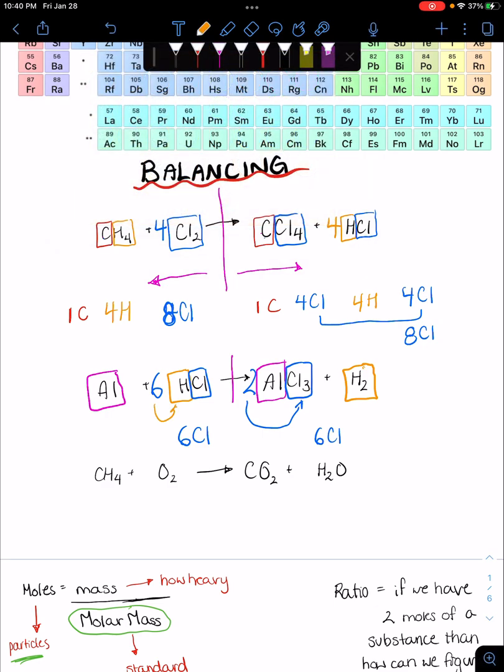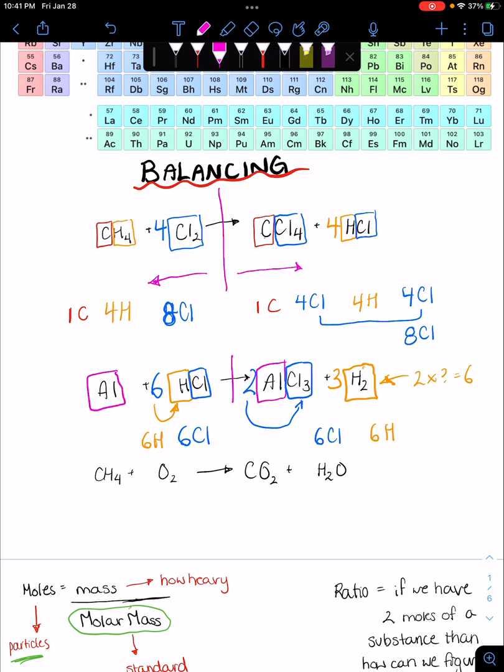6 H's, because the coefficient tells us we have to multiply both of the elements in our compound. So we have 6 H's. Now, how do we get 6 on this side? Right now we have 2. What do we have to multiply 2 by to get 6? 2 times what equals 6? Well, that's going to be 3. So we've got 6 H's on this side now.